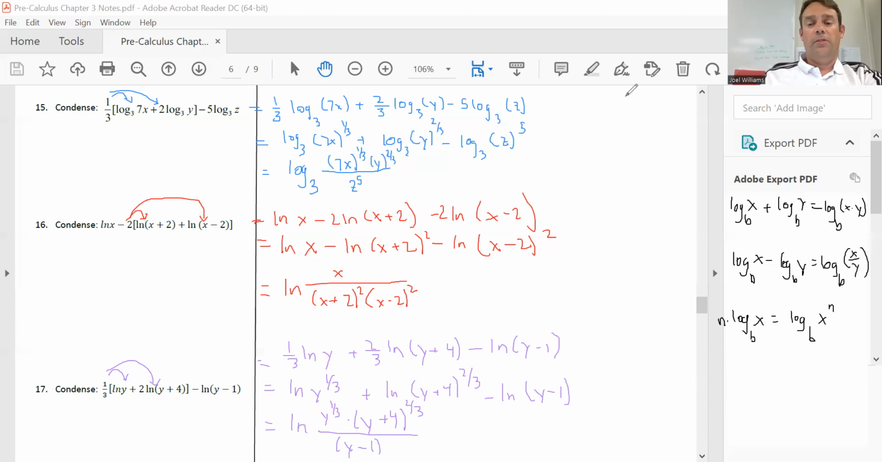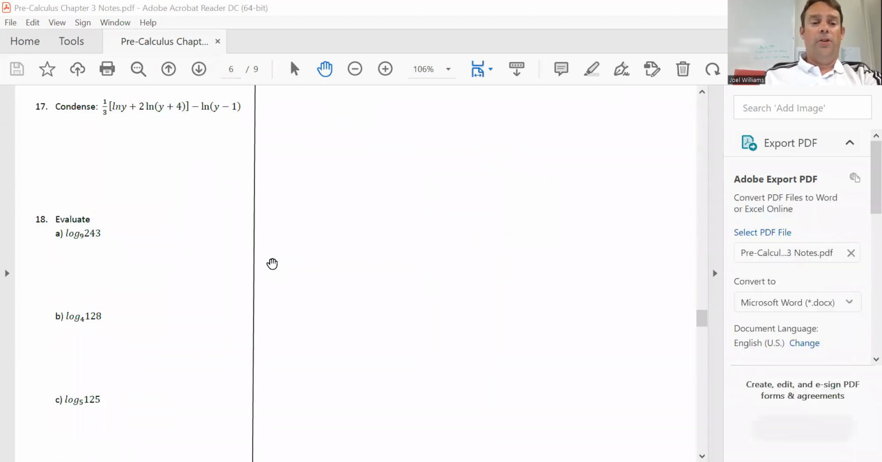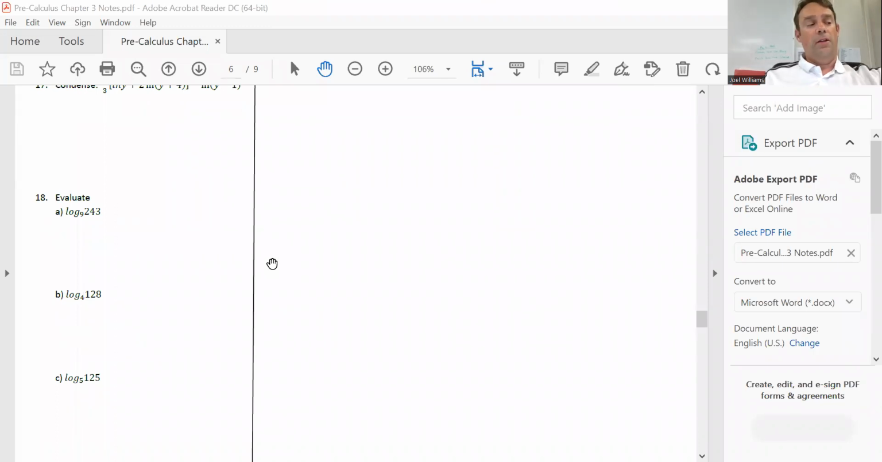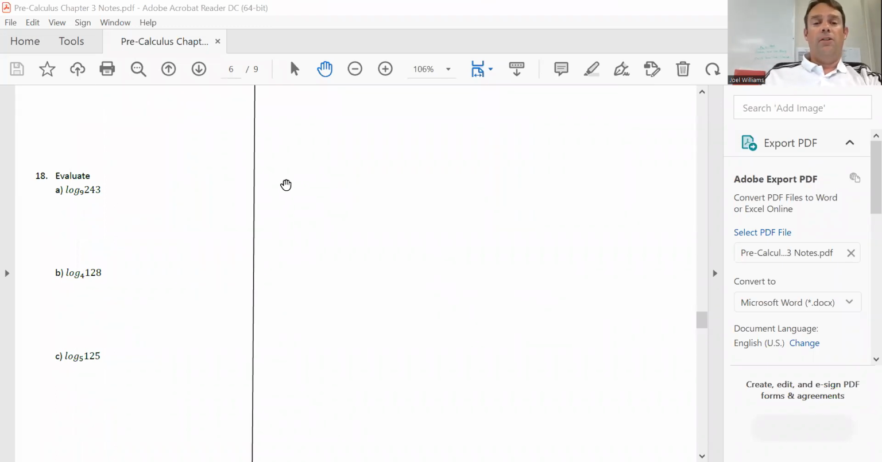All righty. That's condensing. And the last thing you're going to be asked to do today is, again, just go through and evaluate some logs. Now that we have our new log rule, sometimes you might get a different log, something like log base 7 of 49. If that's the case, you don't have to go through and set it equal to a variable like we did before.